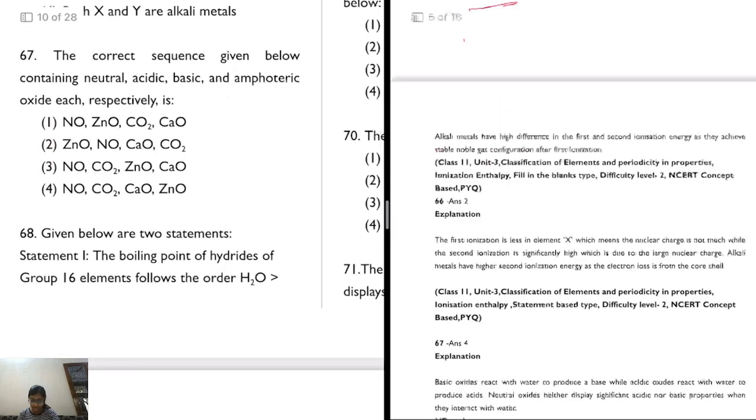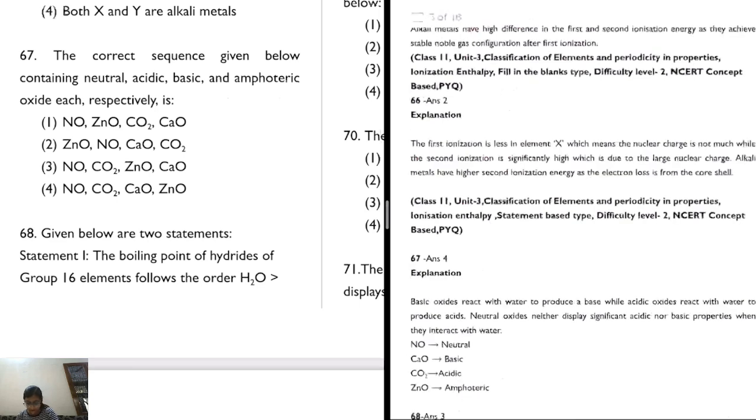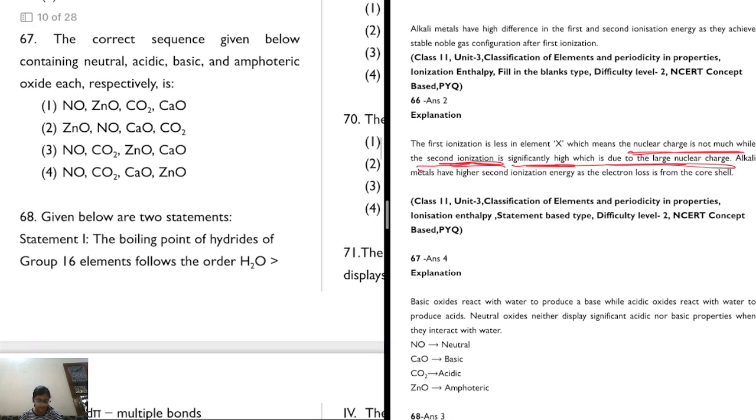67. Okay, first let's see one more explanation. In element X, the nuclear charge is not much, and in second ionization enthalpy, it is significantly high due to large nuclear charge. Okay. So in the next question, the correct sequence given below containing neutral, acidic, basic, and amphoteric oxide respectively is.